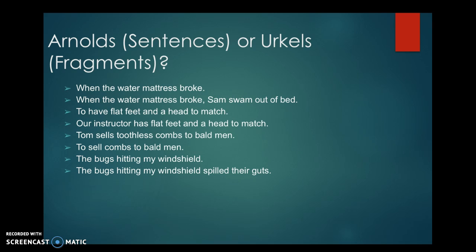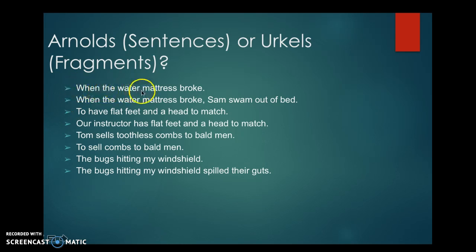So the creator of your textbook talked about sentences and fragments in terms of Arnolds and Urkels, and you can Google these too if you want to. The Arnolds are the Arnold Schwarzeneggers. They're those really strong sentences that can stand alone, stand by themselves, because they make sense. They include a subject, a verb, and they express a complete thought. Urkels, on the other hand, from the sitcom Family Matters, are kind of wimpy. They're weak, they're missing something, they're dependent on something else. And I'll show you the difference here.